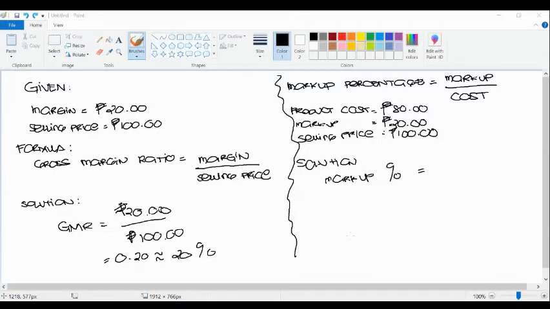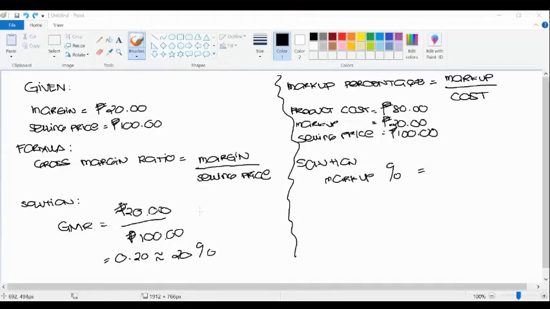Let's take, for example, a retailer who sells a product for 100 pesos. So that is your selling price, which had a cost of 80 pesos. That is your product cost. The margin is 20 pesos. The gross margin ratio or the gross profit ratio expresses the margin amount as a percentage of sales. So the formula for your gross margin ratio is margin over your selling price. So 20 divided by 100 will give you 0.20, and converting this to percent, that is 20%. So 20% is your gross margin ratio.